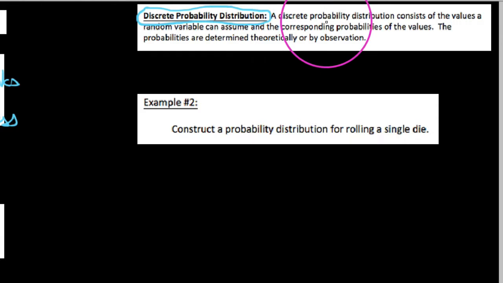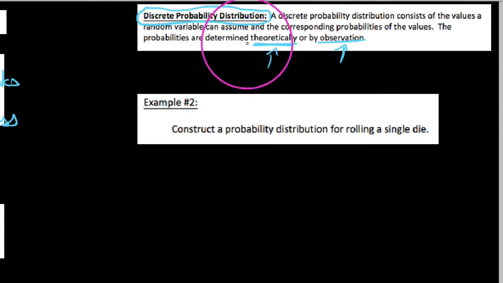But we refer to this as discrete because it consists of values of a random variable that can assume, and the corresponding probabilities of the values. Okay. So the probabilities are determined theoretically or by observation. This just means that if we're flipping a coin, it's in theory a 50-50 chance, or by observation, which means we could collect data on it, and based upon what we've seen in the data, we can make predictions about how likely it is that each of these events actually happens.